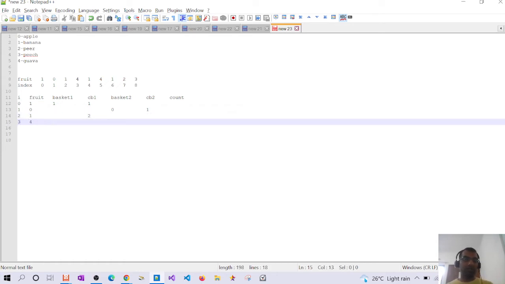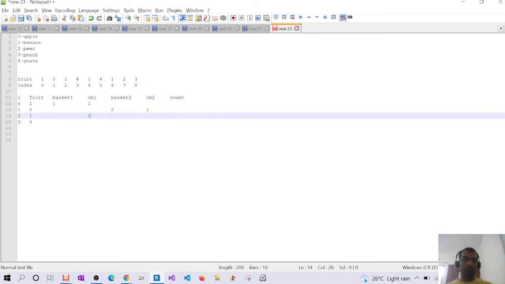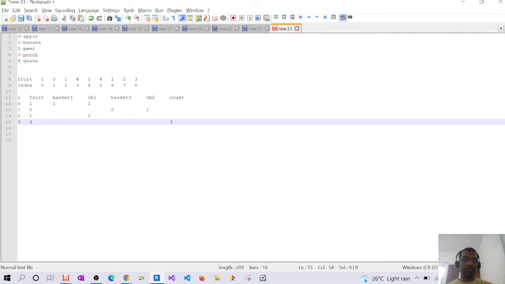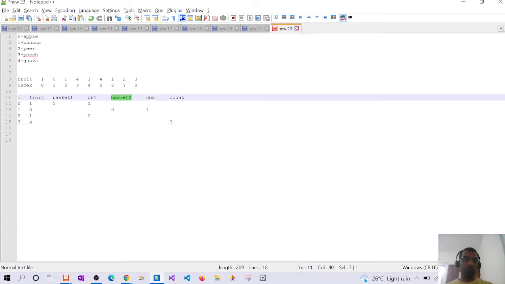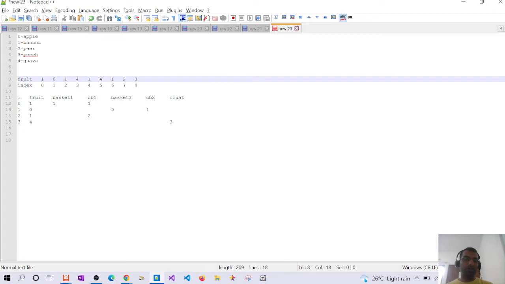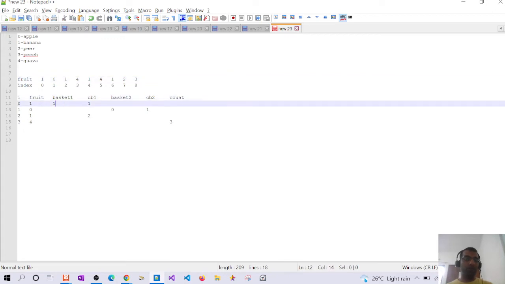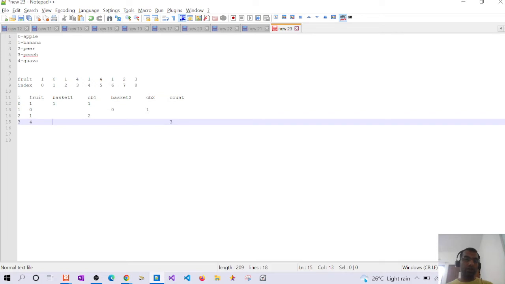Then at index 3, we have the fruit as 4. So we'll check whether 4 exists in basket 1, no. Whether 4 exists in basket 2, no, because it is 0. So we have to empty any one of the baskets. So before emptying it, what we'll do is we'll take the count. So present count is 2 plus 1, 3 fruits, right? So we'll take count as 3. But now the question here is, which basket should we drop? Right? So we will drop basket 2. Why? Because the previous fruit is basket 1 and we already have one fruit in the basket. So we'll drop basket 2 and we'll keep basket 1 as this.